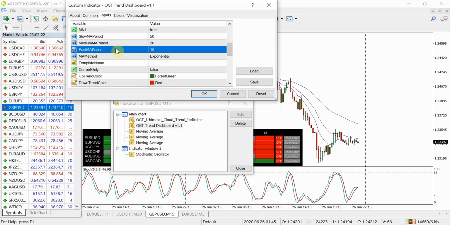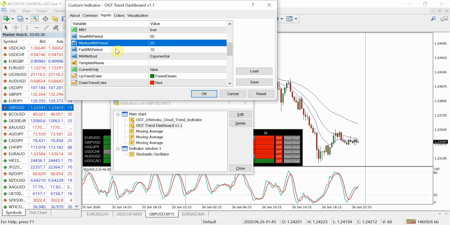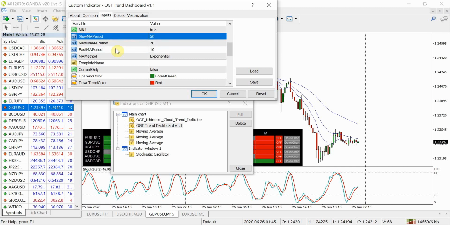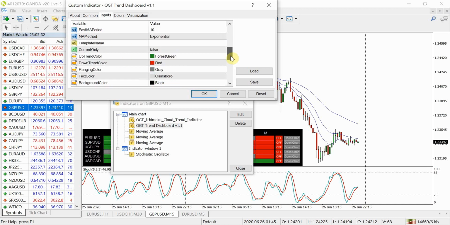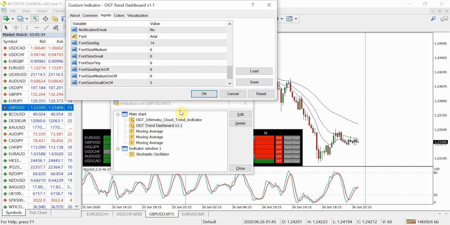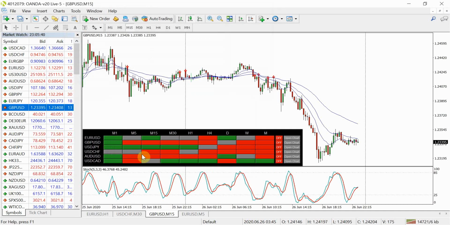And the MAs that I use for this particular method is the 10 period as the fast, 20 period as the medium, and the 50 period as the slow, and the rest is just how I like to set up the chart in terms of where it's placed, etc. So that brings us into this situation over here, which you can see. And like I said, the thing you really want to be looking for is a sea of red or a sea of green.